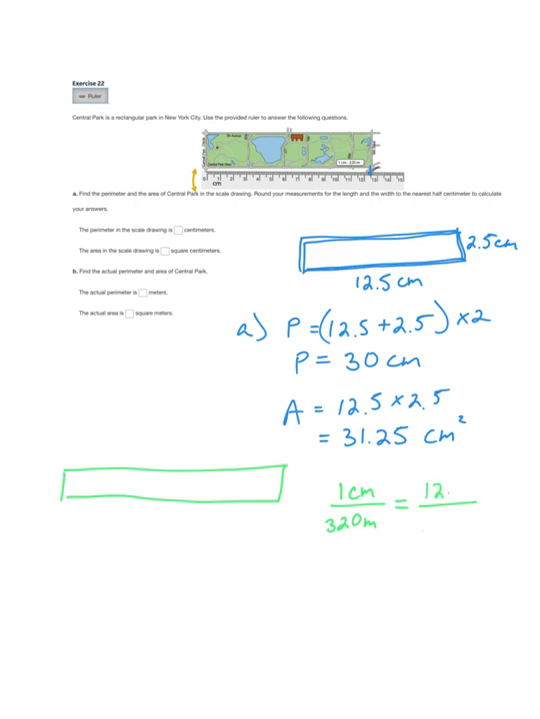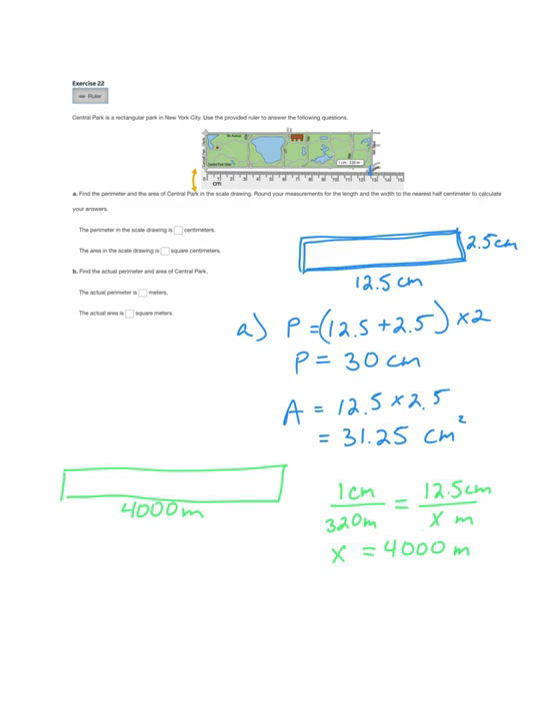So this is 12.5 centimeters, and we need to find how many meters. So we can solve this using cross products. 1 times x is x. 320 times 12.5 is 4,000 meters. So that's this distance right here, 4,000 meters.